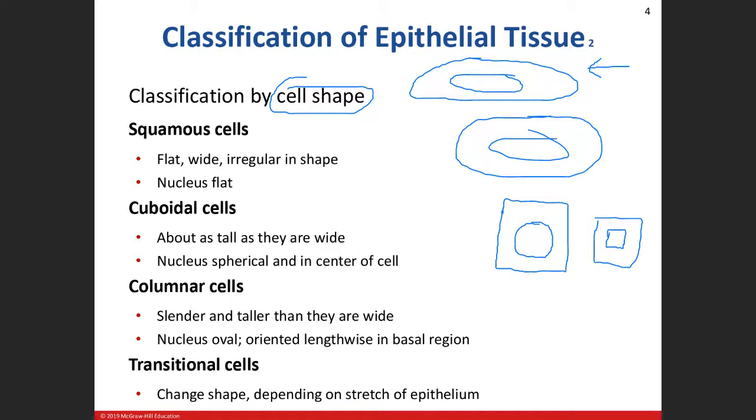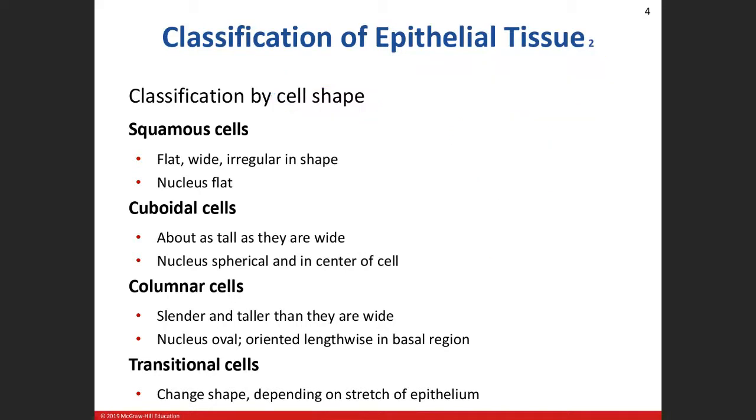All right, the next type of cell shape is the columnar. And that's like the word column. Tall, taller than it is wide. And the nucleus sits at the bottom, or the basal part of the cell. It looks like an egg, oval. But it's usually located in the bottom portion of the cell.